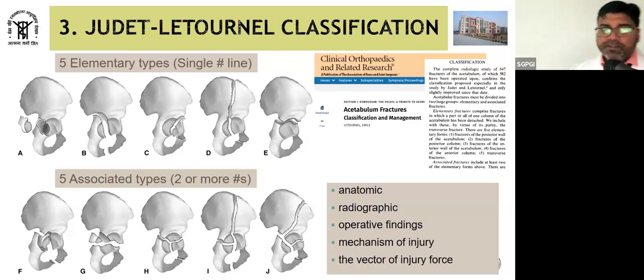So I will just briefly touch upon the classification. So they saw that in most of these fractures, there was either a single fracture line or there was more than one fracture line. So cases where there was a single fracture line were labeled as elementary types, as you can see in the first upper part of this classification picture. And all those fractures where there were 2 or more fracture lines were labeled as associated types.